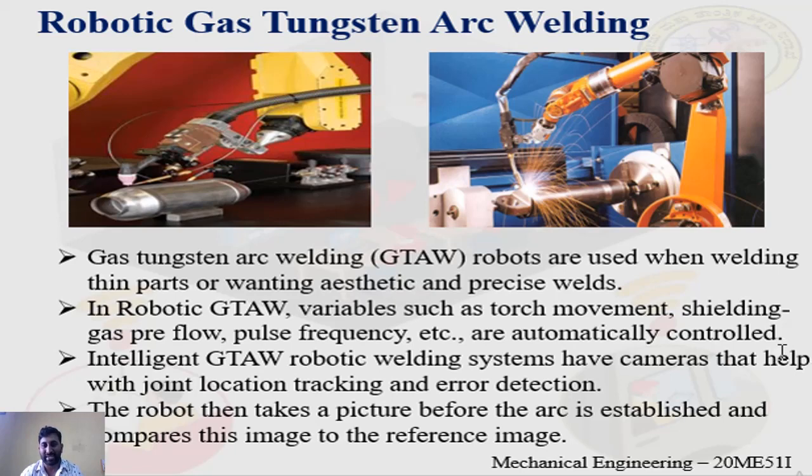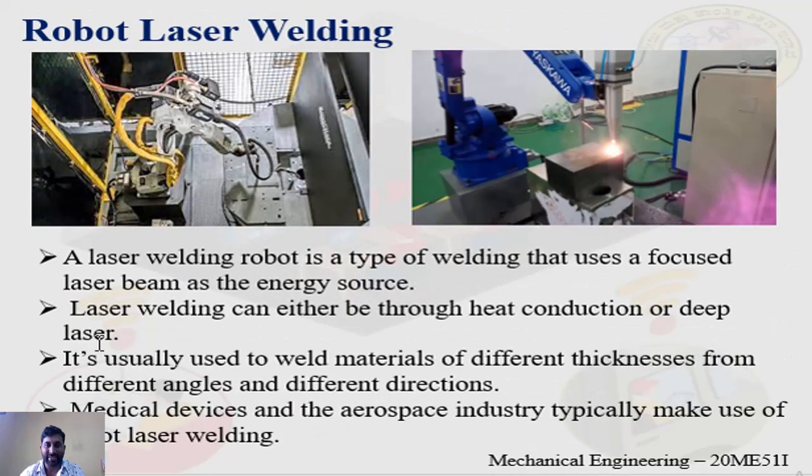That is about tungsten gas welding by using a robot. Here we are using a non-consumable electrode during welding. Okay, next slide is robot laser welding.